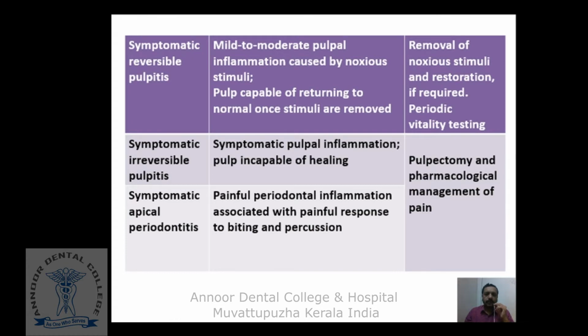Symptomatic irreversible pulpitis is symptomatic pulpal inflammation, and the pulp is incapable of healing. Symptomatic apical periodontitis, a painful periodontal inflammation due to trauma, irritation, or root canal infection. Clinical symptoms include painful response to biting and percussion. Management includes pulpectomy and pharmacological management of pain using analgesics and anti-inflammatory drugs.